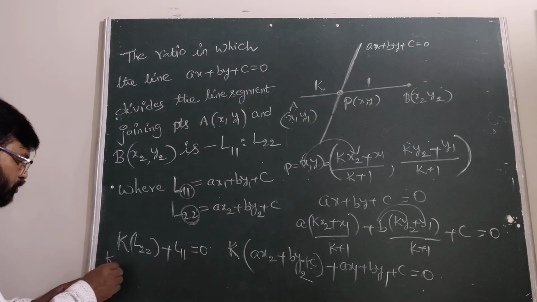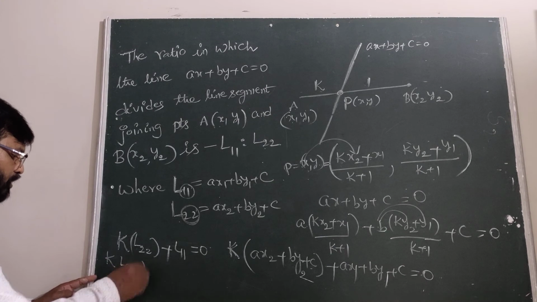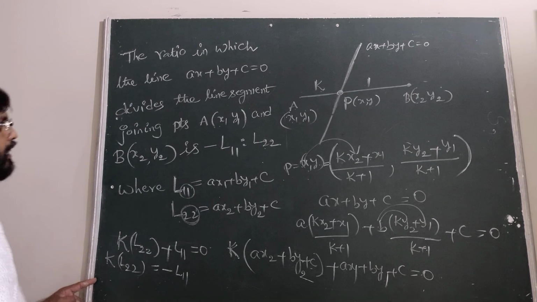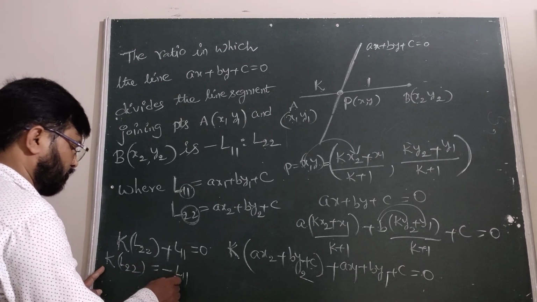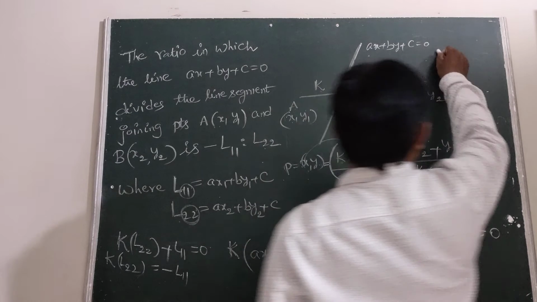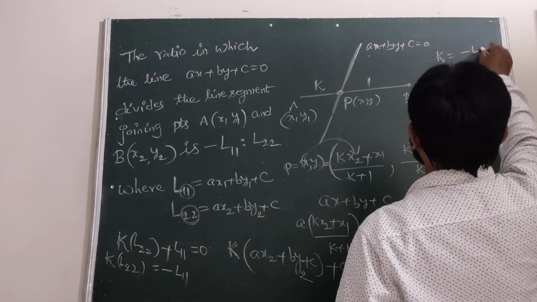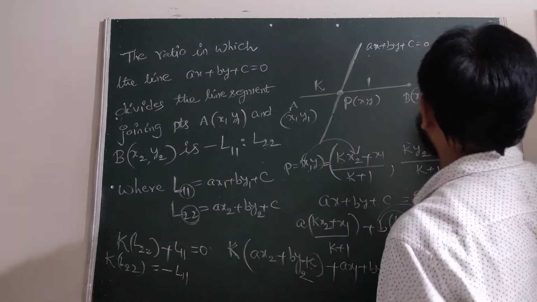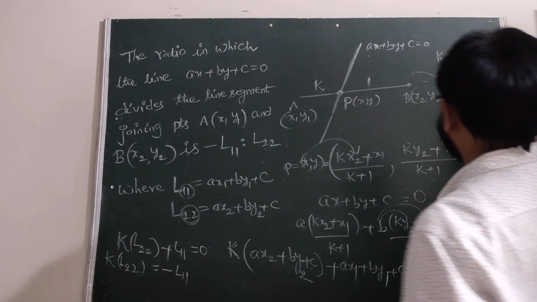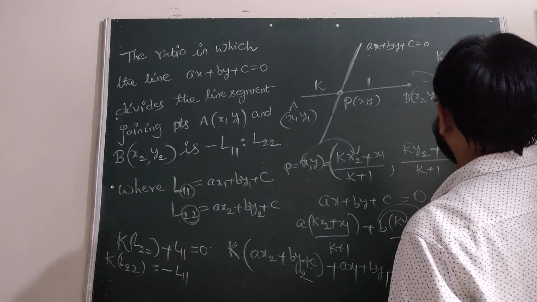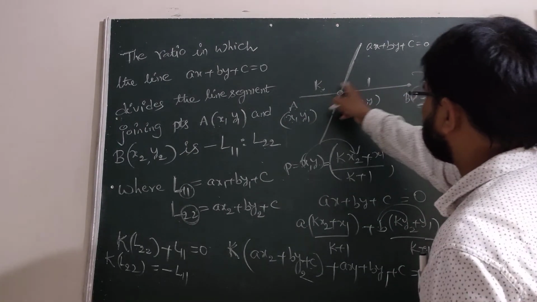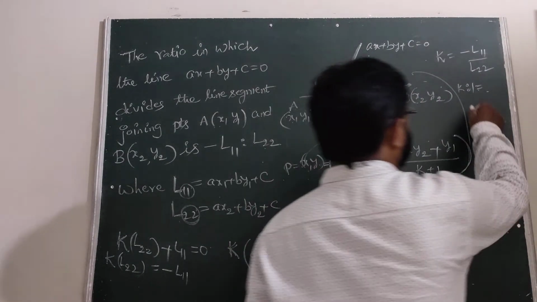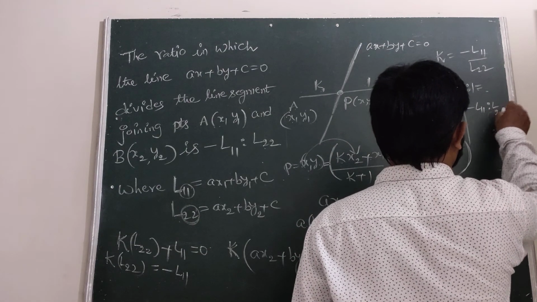Therefore kL22 equals minus L11. Therefore the value of kL22 equals minus L11, so k equals minus L11 upon L22, sending L22 to the other side. Therefore k is to 1 is our required ratio, that is, minus L11 is to L22.